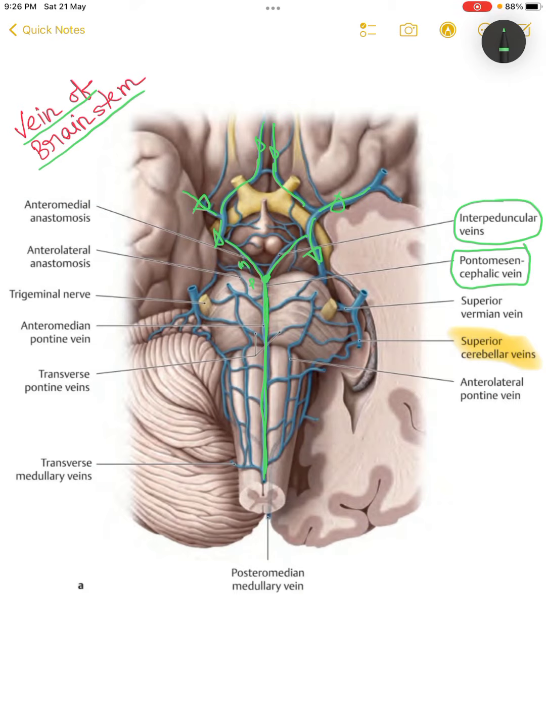Now you see this vein is running in the midbrain, and this is known as what? Anteromedian pontine vein. Antero because this is the anterior view. The vein is running medially and it is in the pons. Yes, this is how it's named. And this continuation, which you guys already know, will be named as what? Anterior spinal vein, right?